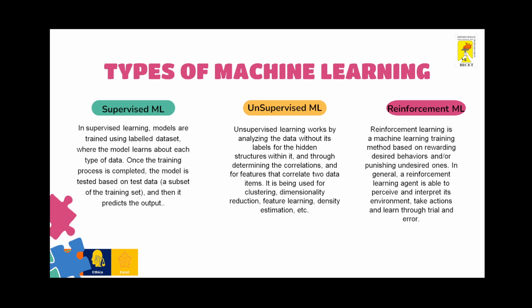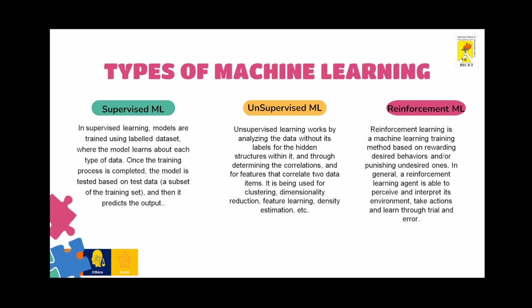In supervised machine learning, the models are trained using labeled datasets. There is a supervisor associated with supervised ML, and once the training is completed, the model is tested based on test data. In unsupervised machine learning, there is no supervisor associated. Based upon the hidden representations of the data and the structures associated with the data, we will be able to identify the patterns and come to conclusions.